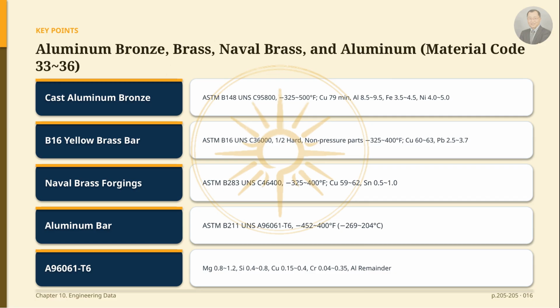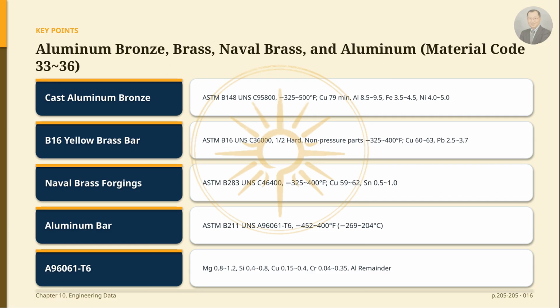Material code 35, naval brass forgings, is ASTM B283 alloy C46400, ranging from -325 to 400 degrees Fahrenheit, and is characterized by 59 to 62% copper and 0.5 to 1% tin. Material code 36, aluminum bar stock, is ASTM B211 alloy A96061 T6 and can be applied to cryogenic temperatures from -452 to 400 degrees Fahrenheit, -269 to 204 degrees Celsius.